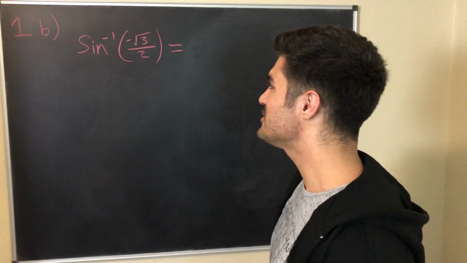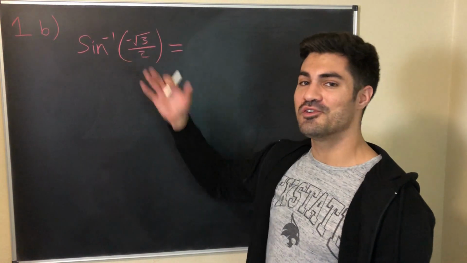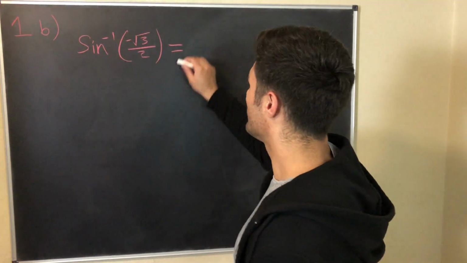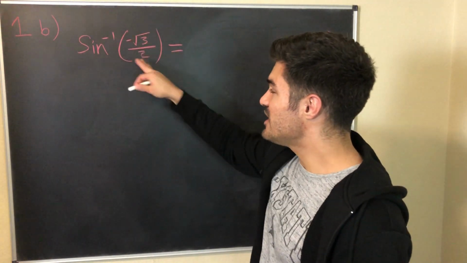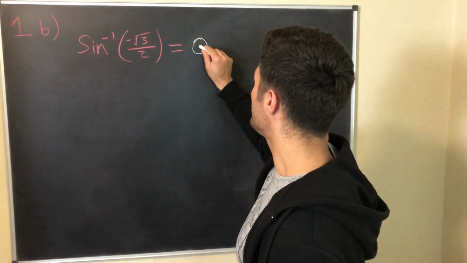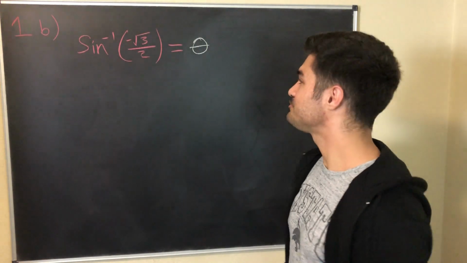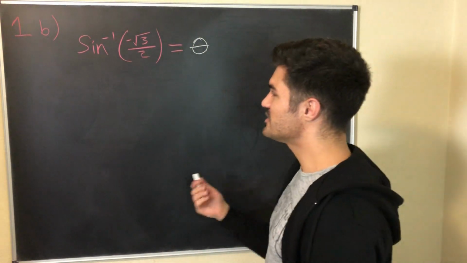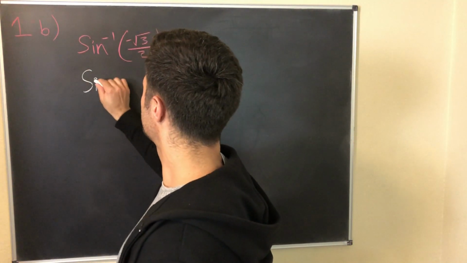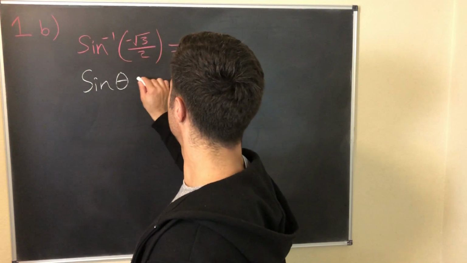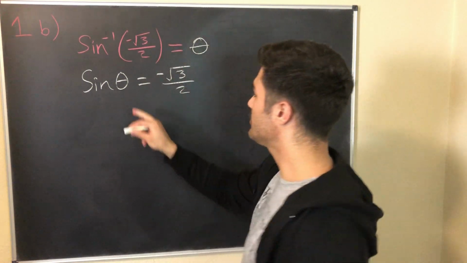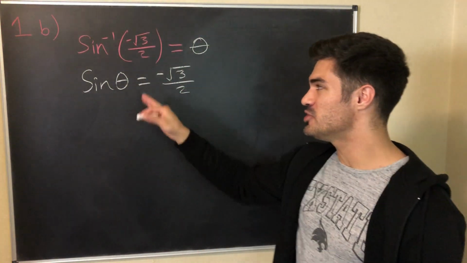So 1b is very similar, except this time we're dealing with sine inverse instead of cosine inverse. But the process is pretty much the same, all right? We know that sine inverse takes in values and spits out angles. So we're looking for an angle here. And asking what's the sine inverse of negative root 3 over 2 is the same thing as asking sine of what equals negative root 3 over 2. So we're looking for that angle, but what has to be true about that angle?